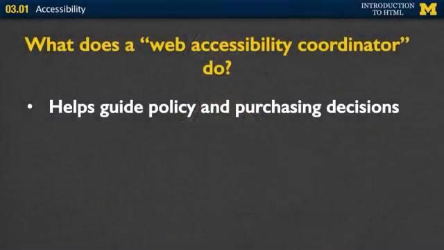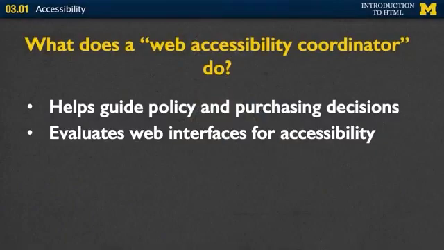So first, one thing they might do is help guide policy and purchasing decisions on what kind of software is most accessible to the widest range of people. Second, they can evaluate web interfaces for accessibility. So by learning just some key tips and tricks, they can go to different pages and find out where there might be pitfalls for people.